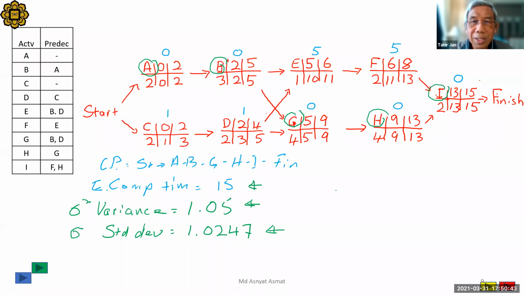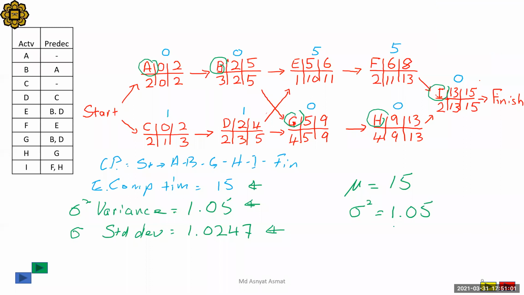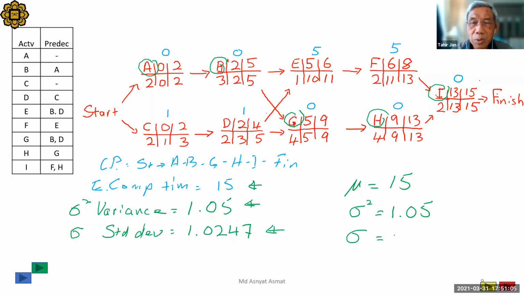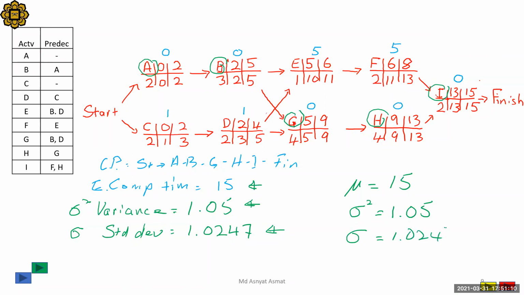So I rewrite here, we have mu. This 15 is actually the mean project completion time, mu 15. And then the variance of the project completion time is 1.05. And then the standard deviation of the project completion will be 1.0247. Okay.